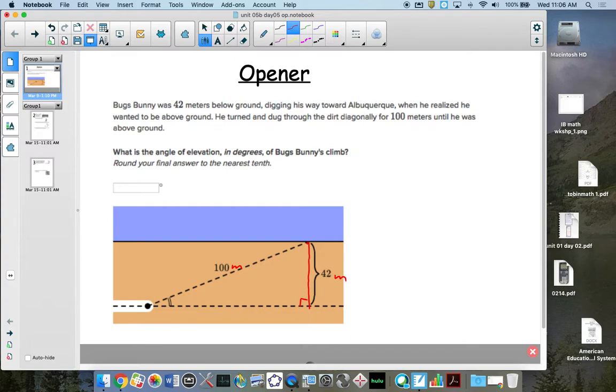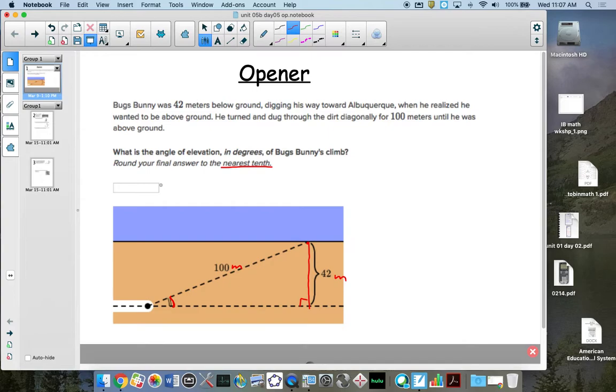So we know two sides of the right triangle. Now we want to know what's the angle of elevation. This is the angle of elevation when they talk about these types of word problems. So it's that angle right there in the triangle. We don't have to find the third side of the triangle. We don't have to find the other acute angle. We're just finding this one angle here, which is called the angle of elevation.